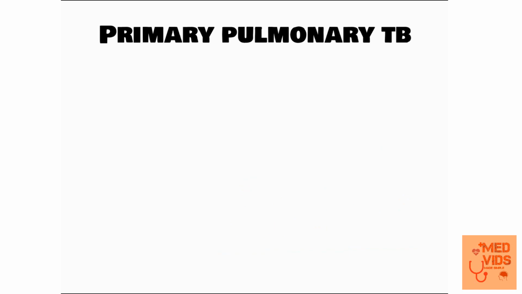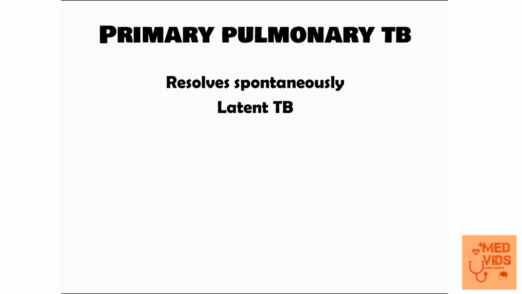Now, following primary pulmonary tuberculosis, three things can happen. The first thing is that the condition can resolve spontaneously. Now, this is what is going to happen in most of the cases, luckily, and that's why not all the people who are exposed to tuberculosis bacteria are going to develop tuberculosis infection. Most of it is going to resolve spontaneously because of our immunity.